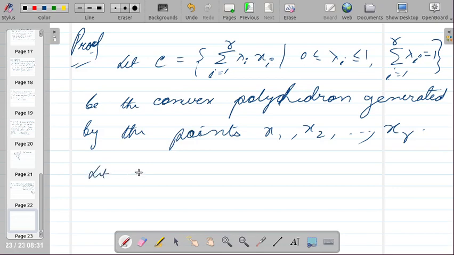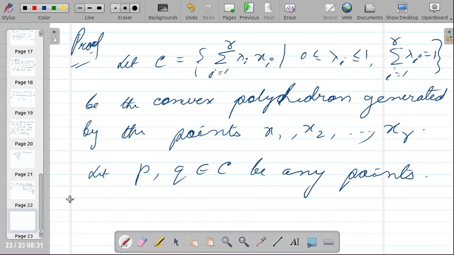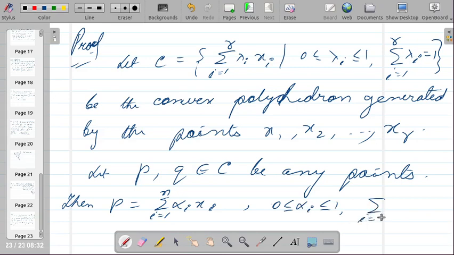So let us take two points inside C. Let x comma y, or let me take it as p comma q. That's better. Let p comma q belong to C, be any two points. So how will p look? Then p will look like summation of i goes from 1 to r, alpha i xi, where 0 less than or equal to alpha i less than or equal to 1, and summation i goes from 1 to r alpha i is equal to 1. The xi will remain fixed. What will change are these scalars.